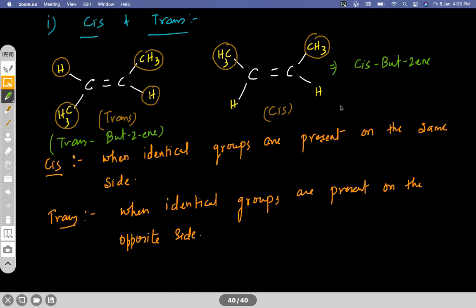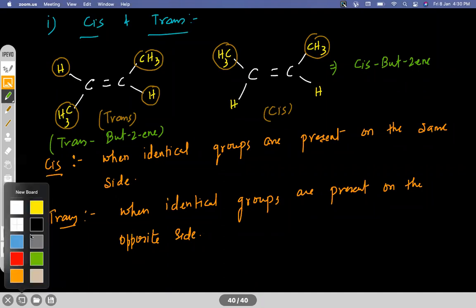I was talking about this four group, 1, 2, 3, 4 positions we have. Out of four, if three are different, we'll discuss E and Z. So this is cis and this is trans. Cis and trans we can define only when identical groups are present on both double bonded carbon atoms.